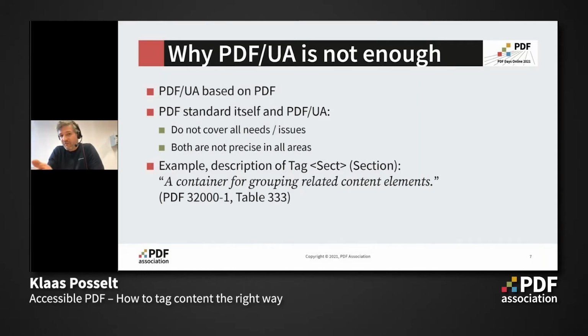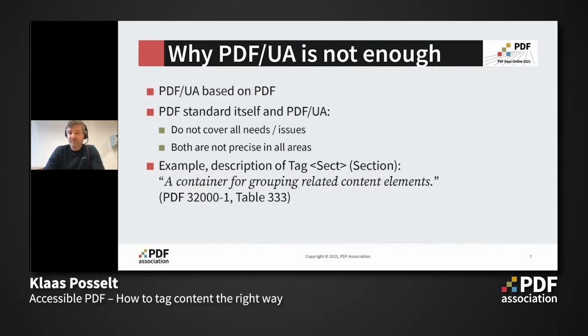One example: if you take a look inside the PDF specification about grouping tags, for example, the Sect tag. It's just written there in the PDF specification, "a container for grouping related content elements." Whatever this could be, it's not clearly defined there. The same with other things like Article and so on, or Art, is it an official tag? In this situation, we have the problem of which tag I should use in which areas, and how the correct tagging structure should look like.